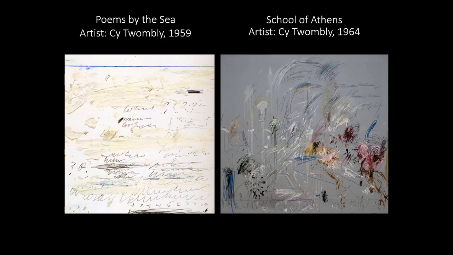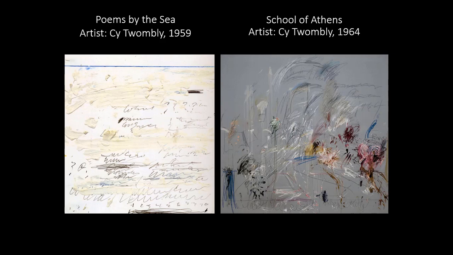Now, in 1957, Twombly relocates permanently to Rome, and this is where he likely became familiar with, or even more familiar with, Raphael's School of Athens. Because remember, this is in Rome, it's at the Vatican, in the papal apartments. It was also during this time that he began a series of works known as writings, which were essentially this sort of calligraphic style of mark making on canvas. And we can see both of these works are an example of this type of work known as writings.